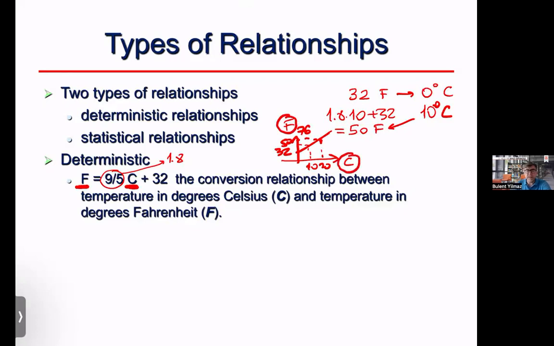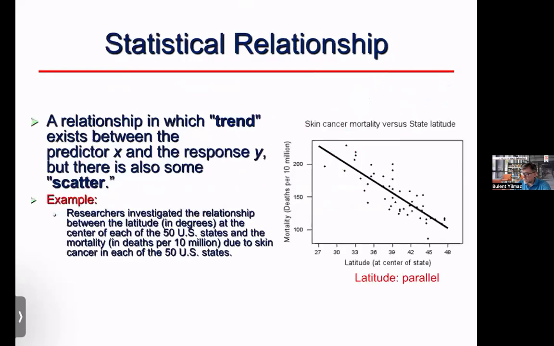But the relationship between them is deterministic. Deterministic means there is no randomness, okay? There is no chaotic or statistical relationship between the two variables. If I know C, I can immediately find out F. But if I have a statistical relationship, then there is no exact relationship, okay? There is a kind of trend between X and Y. For example, here you can see the relationship between different states in the US, okay?